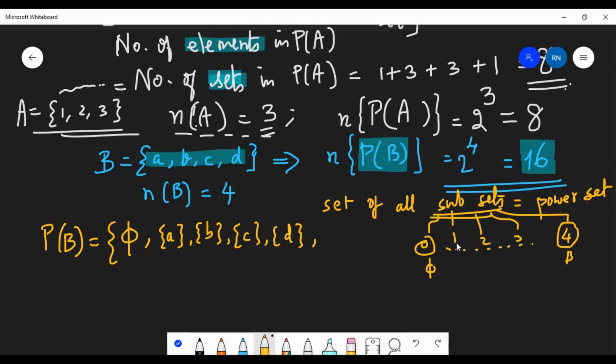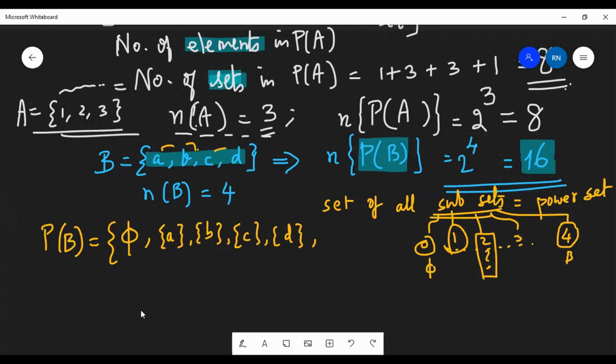But how many pairs are possible? A 2 element subset means a pair of elements. How many pairs do you think are possible? You will go on trying A, B, then B, C, then C, D.